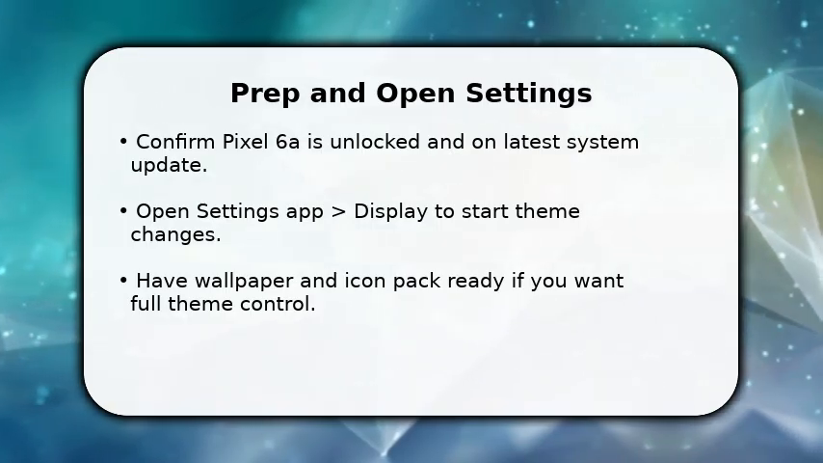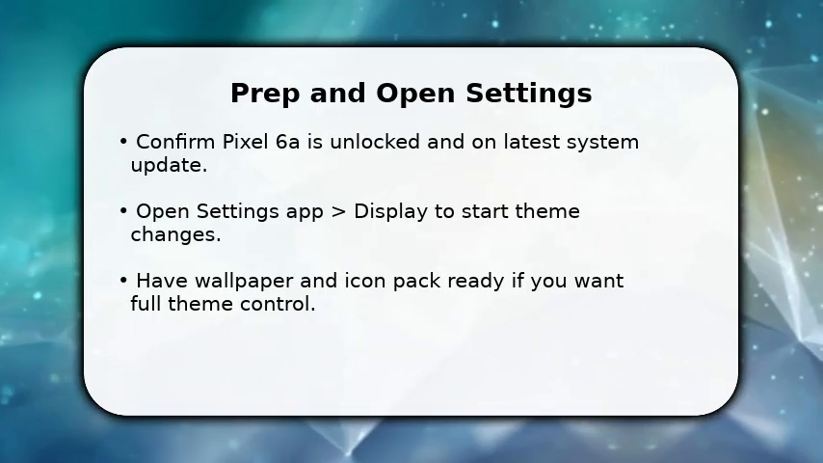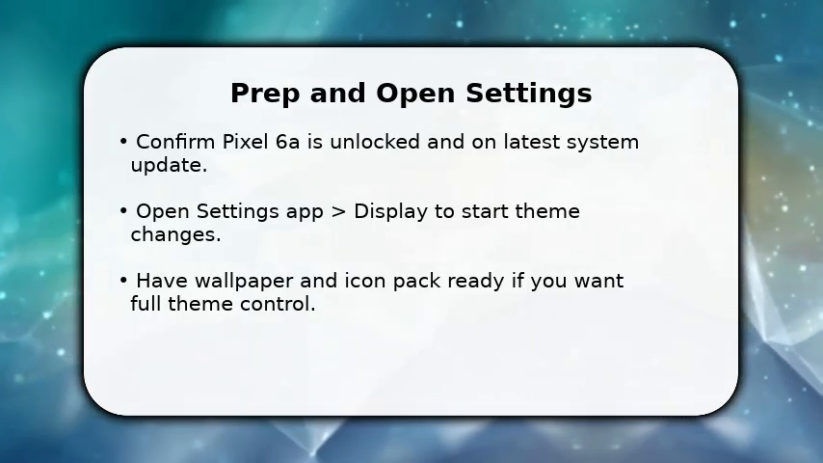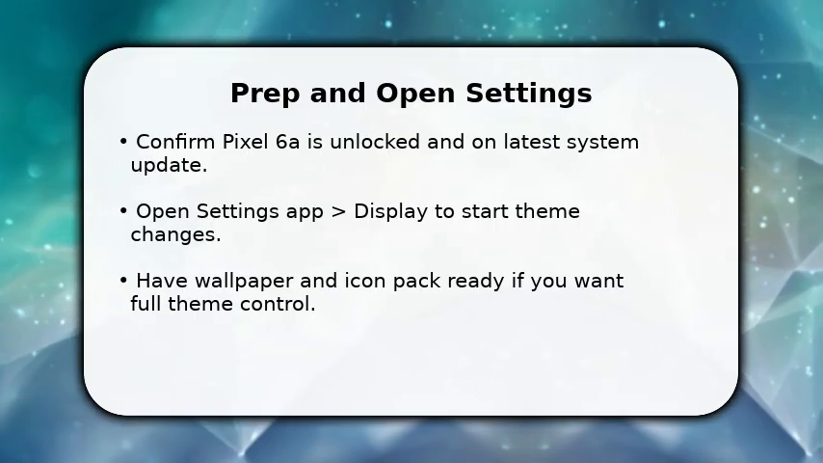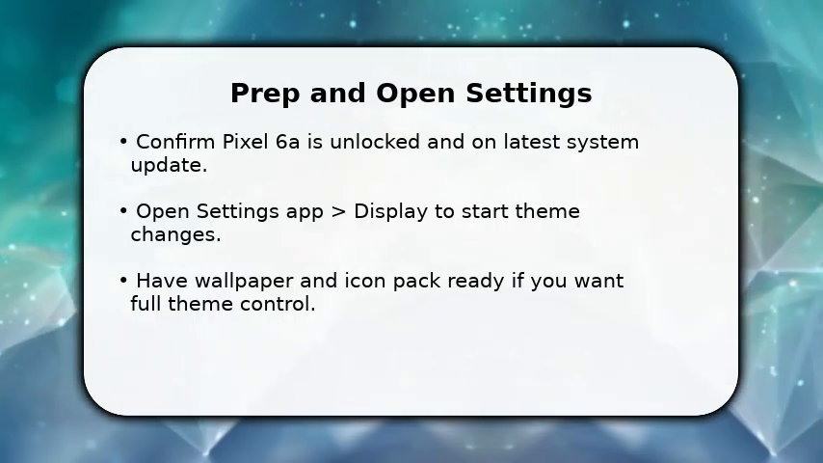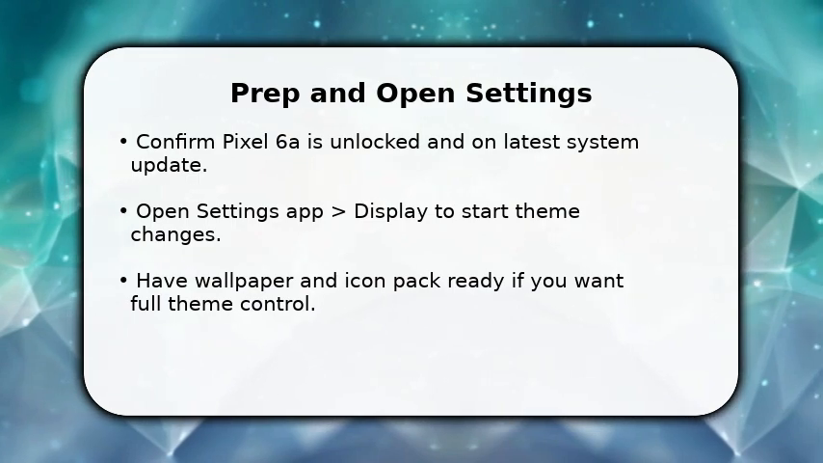Make sure you already have the wallpaper you want. Having it ready speeds the process. You'll also need access to any icon pack you plan to use. Now that prerequisites are handled, tap Wallpaper and Style to begin changing the visible theme elements.